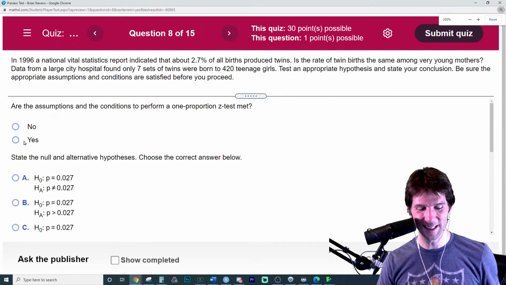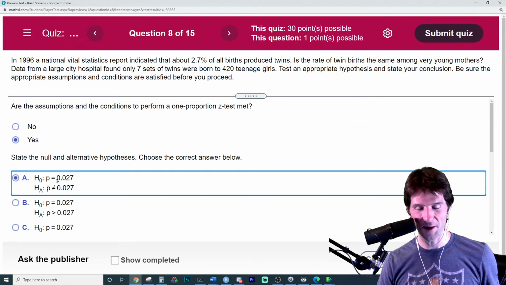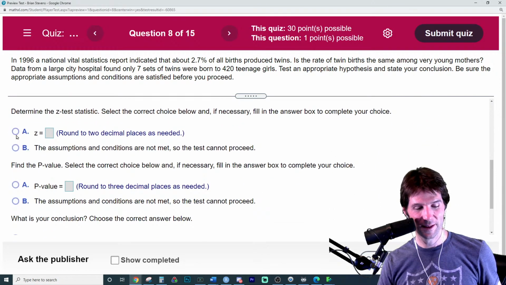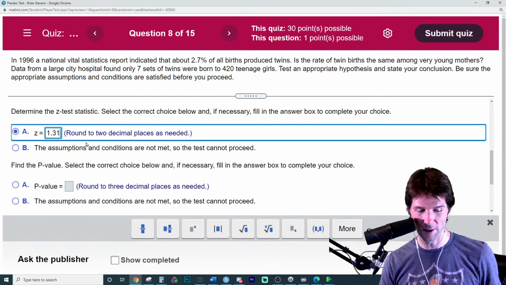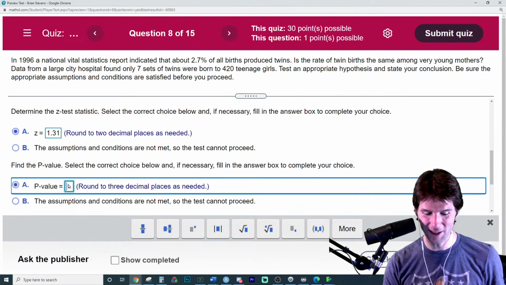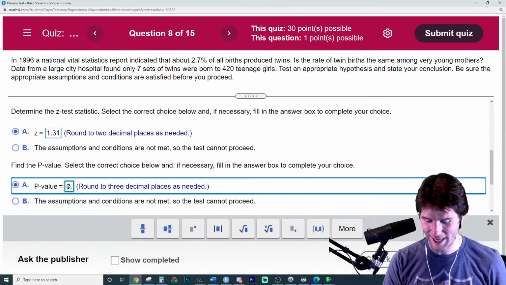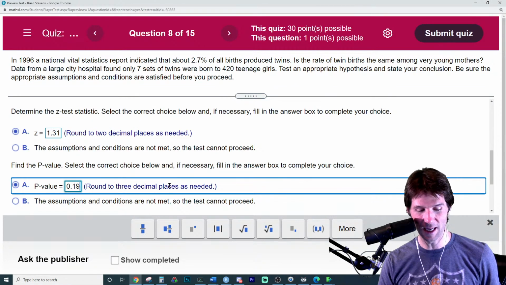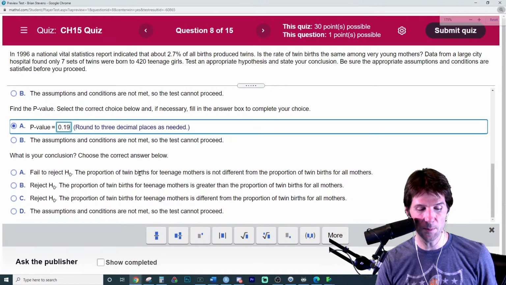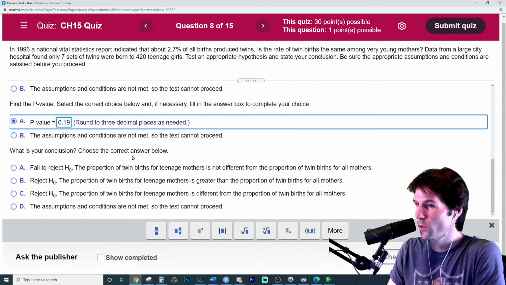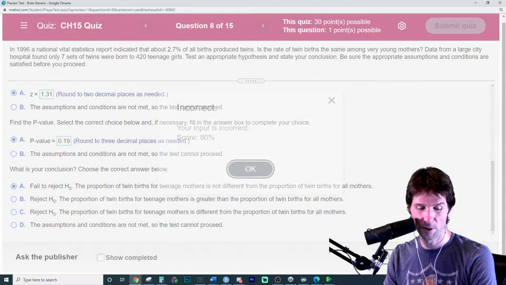So are the conditions met? Yes. We were testing to see if they are the same or if they are different. The z-score was what we calculated right here. The p-value, it's 19.02, but rounds to 19%. And this is a high p-value, so we fail to reject the null. The proportion of twin births for teenage mothers is not different. We do not reject the null. We're getting everything right.